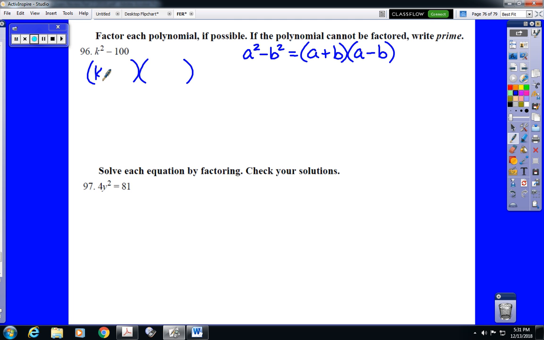The square root of k squared is k, so the first term in each set of parentheses is k. One has a plus, one has a minus. The square root of 100 is 10.